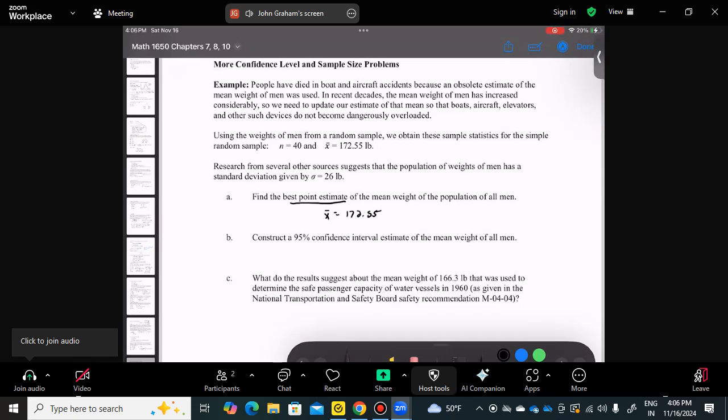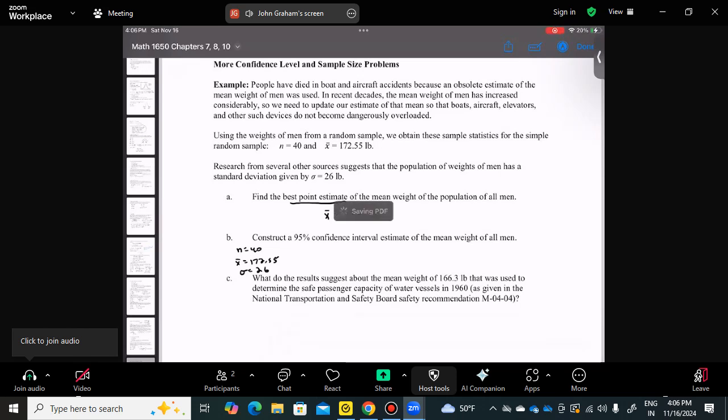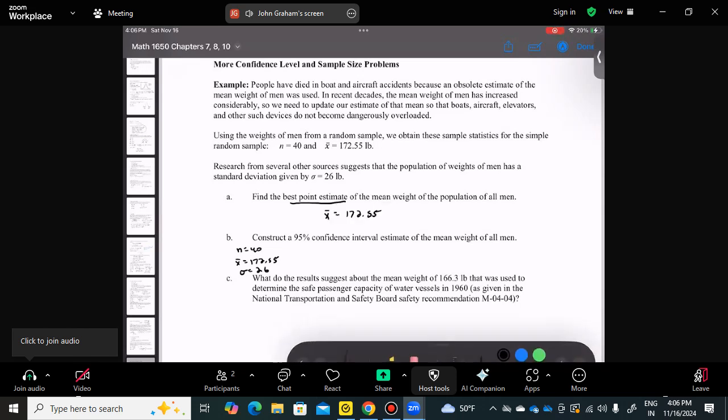Construct a 95% confidence interval estimate of the mean weight of all men. Alright, so we have to put in what we need. So here n equals 40. Sample mean is 172.55. Population standard deviation is 26. Confidence level is 0.95.